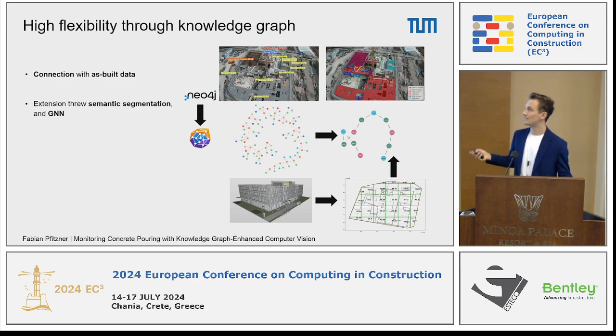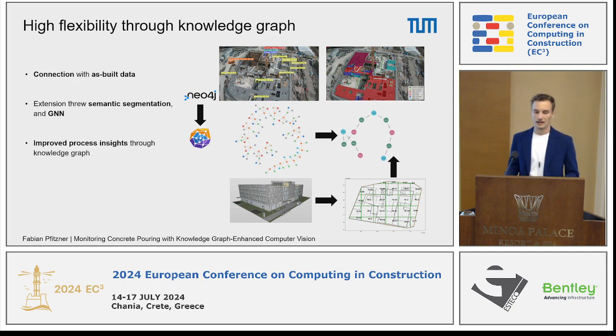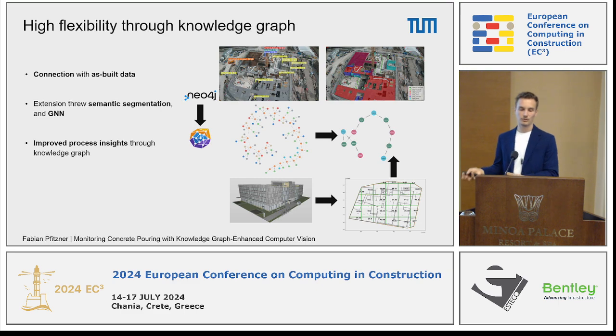We are also able to extend this knowledge graph through semantic segmentation and graph neural networks, so we can train on the graph data on specific problems. And finally, also improve the process insights through the knowledge graph. Having the geometry data, but also very precise process data, gives us very precise insights into these processes.